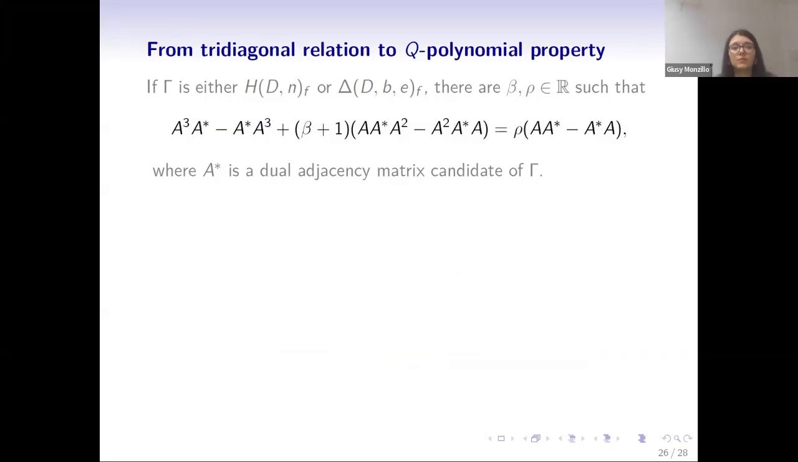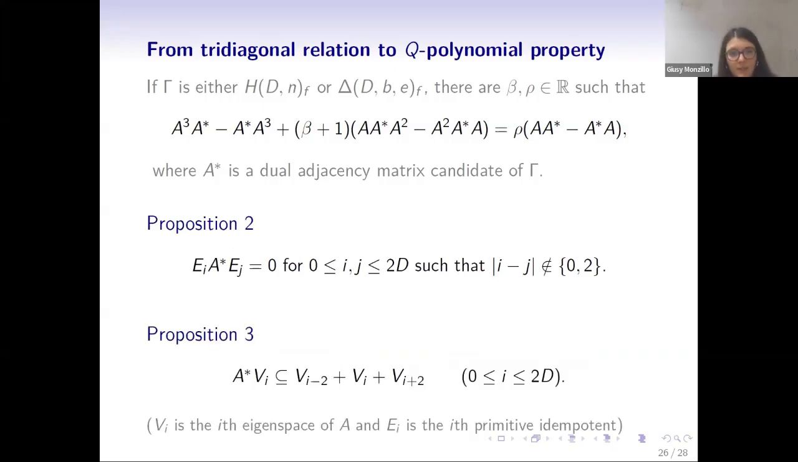So these two theorems say that gamma in both cases, so for Hamming and dual polar graph, admits some parameters, beta and rho, such that there is a tridiagonal relation of this shape, because remember the graph is bipartite, where A star is a dual adjacency matrix candidate, A is the adjacency matrix. For the things that I explained at the beginning, knowing the eigenvalues, and of course for these new graphs, the eigenvalues are not known, but we were able to compute this using the uniform property, but from the algebraic point of view.